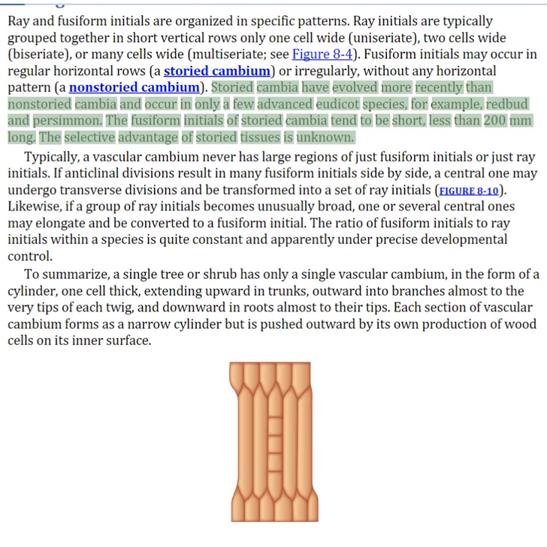Storied cambia have evolved more recently than non-storied cambia and occur in only a few advanced eudicot species, for example, redbud and persimmon. The fusiform initials of storied cambia tend to be short, less than 200 µm long. The selective advantage of storied tissues is unknown.